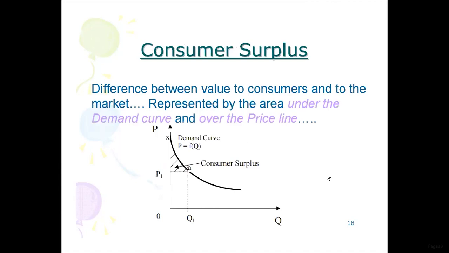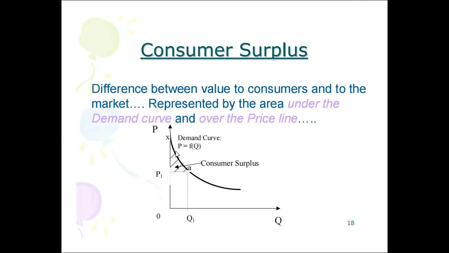Now, what will be the consumer surplus from the previous idea? It is the difference between the value to the consumers and to the market, represented by the area under the demand curve and over the price line. This is the demand curve, coming from the top of the y-axis. This is the price and this is the quantity, and this shaded area bounded by the demand function is called consumer surplus.